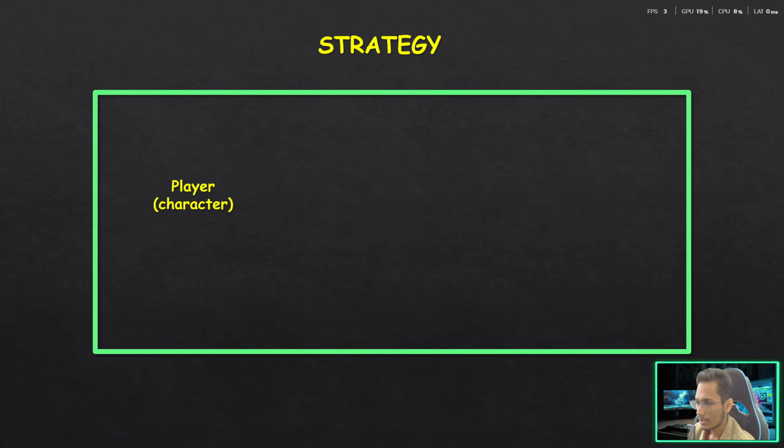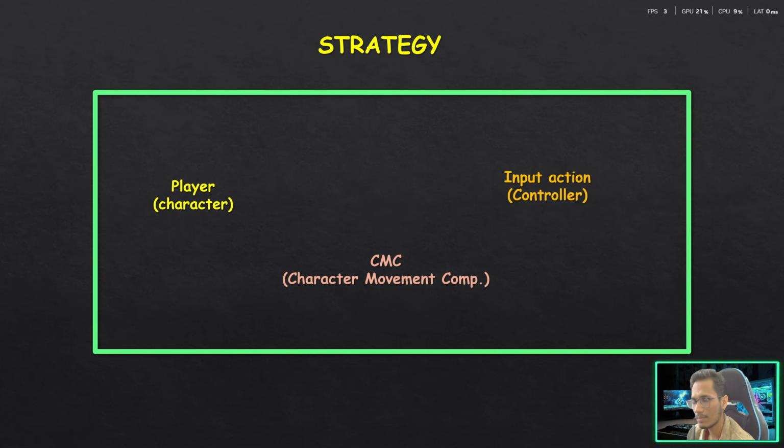First is your player. Every player is a character, which means every character will have a character movement component. You cannot escape from it. And whenever a player comes into the picture, it has to be controlled either by your player controller or by the AI controller. Right now we are discussing the player, so we will assume it is controlled by a player controller, which means input action is in the picture.